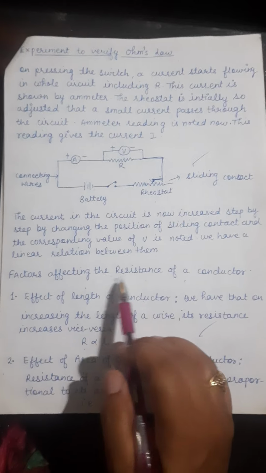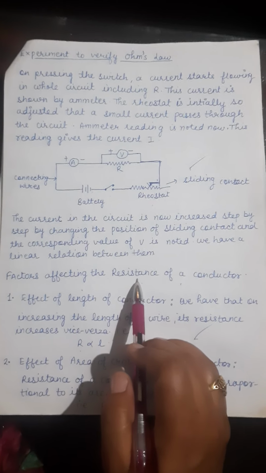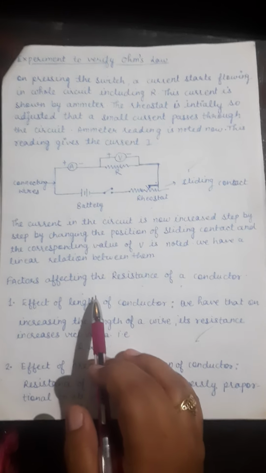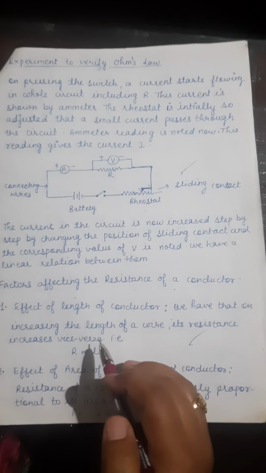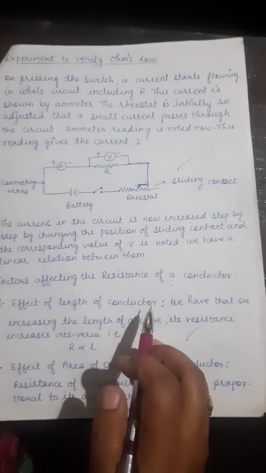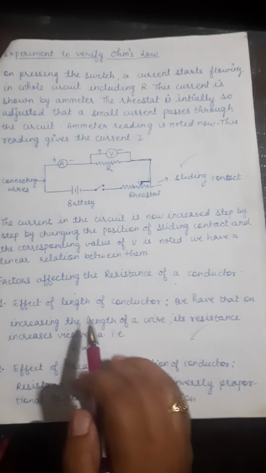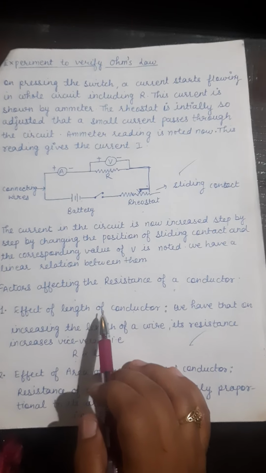Next we will discuss the factors affecting the resistance. There are different factors like the length of the conductor, the area of cross section of the conductor, the nature of the material, and the last one is temperature. Let's go to the first point, that is the length of the conductor.